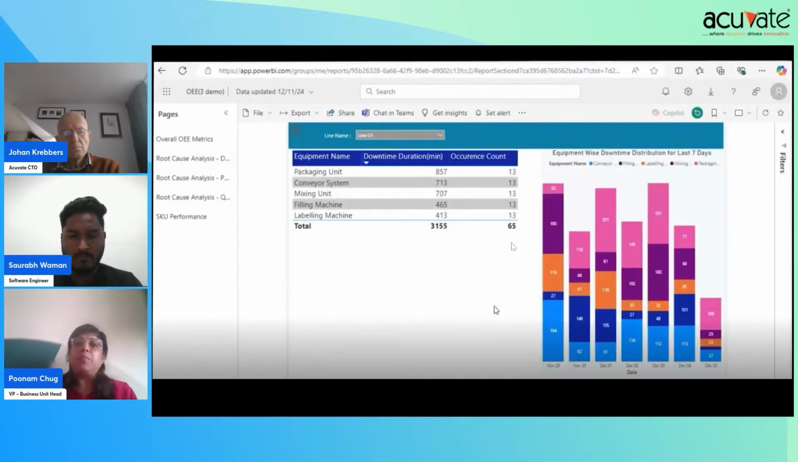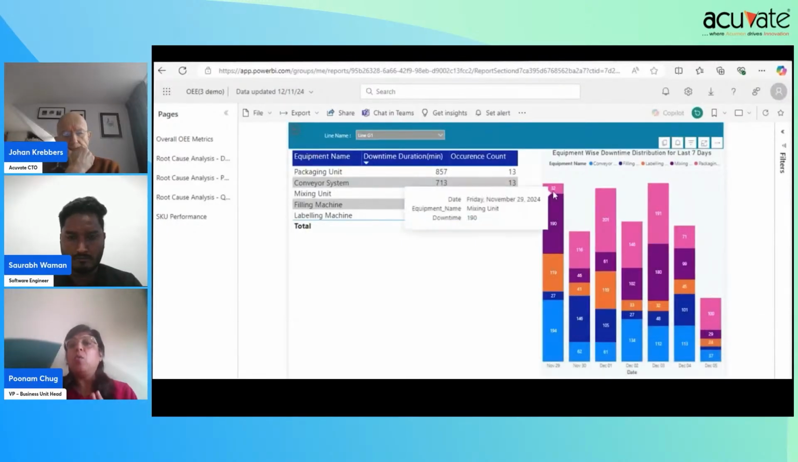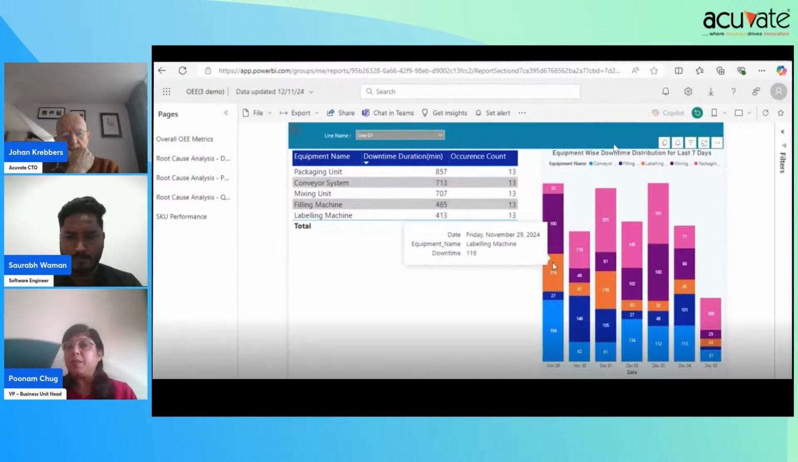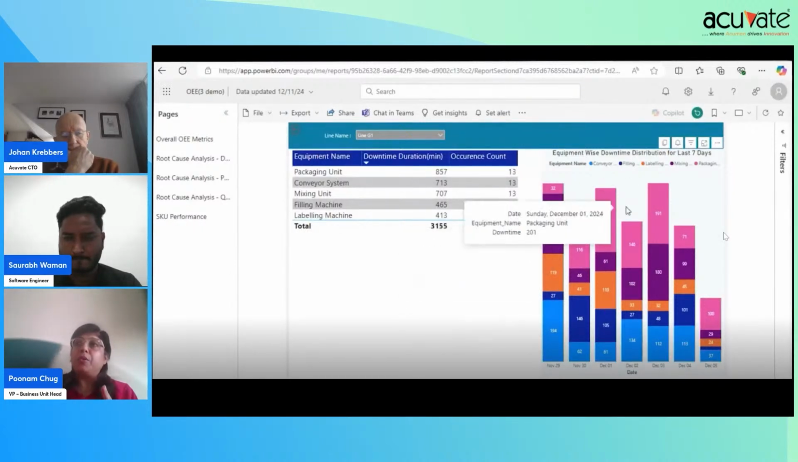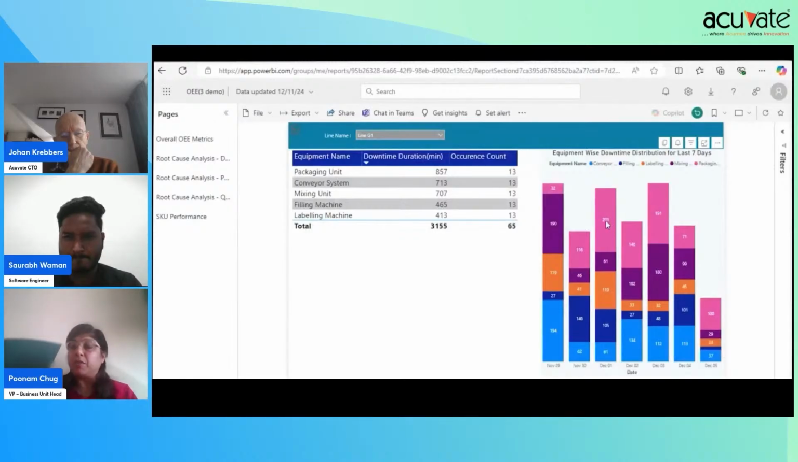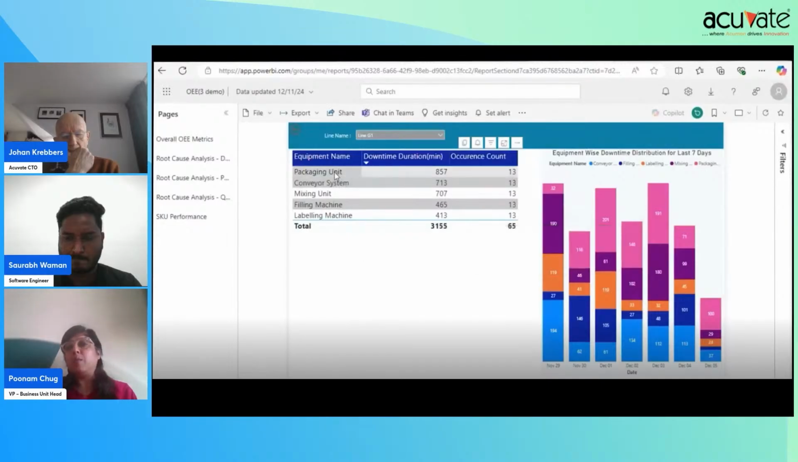Now the same report has been updated. So for the last 7 days, for each of the equipment in line G1, I'm now able to see what was the downtime. So this way I'm able to quickly compare which of the equipment has contributed majorly to the downtime of this particular line. Here, as we can see, the pink one, that is the packaging unit, is the one of concern.